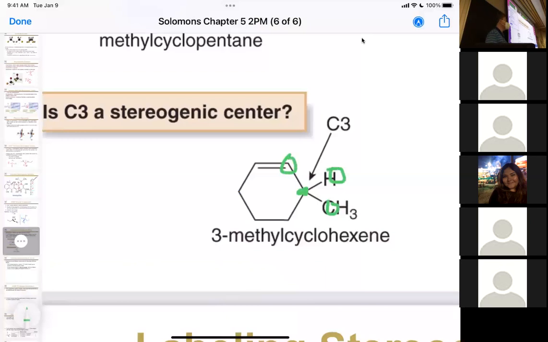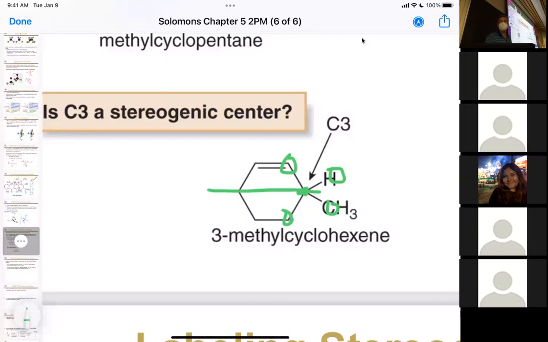This is an sp2 hybridized carbon. This is an sp3 hybridized carbon. They're different carbons. We have a stereocenter. And if we try to draw that same mirror plane, we have a double bond and a single bond. So we know we have our system down.